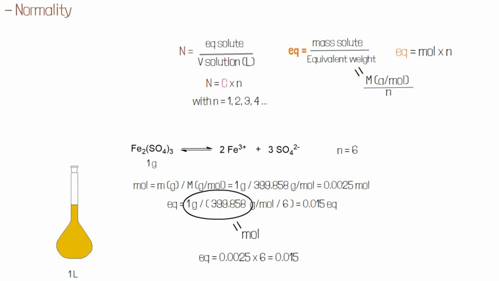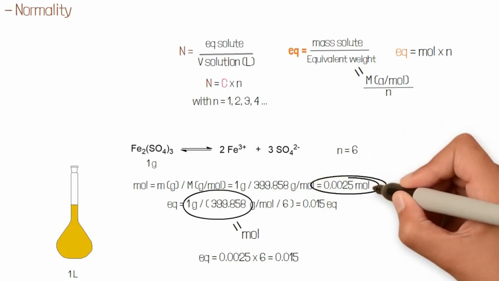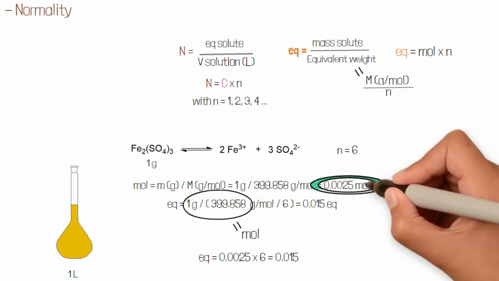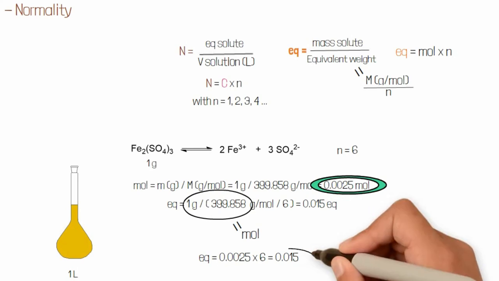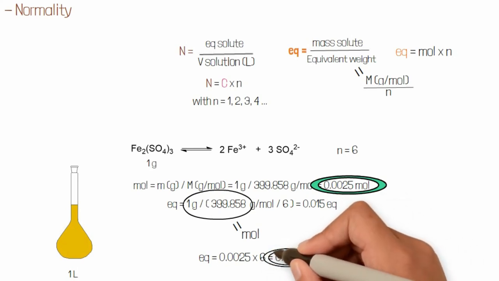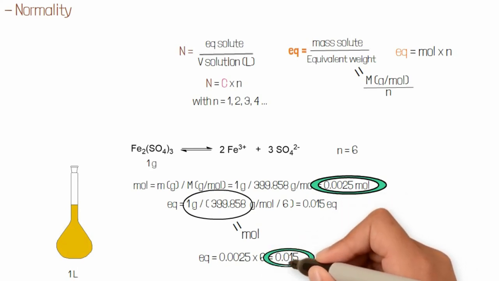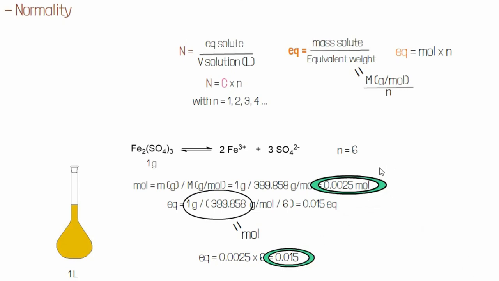This means that this is our molarity actually, so 0.0025 is the molarity of this solution, because molarity is mole divided by the volume, okay, but the volume is 1, so this is also our molarity and this is our normality, okay. And as you can see, there is the same relationship between molarity and normality.